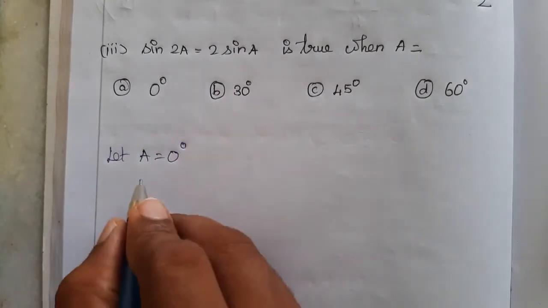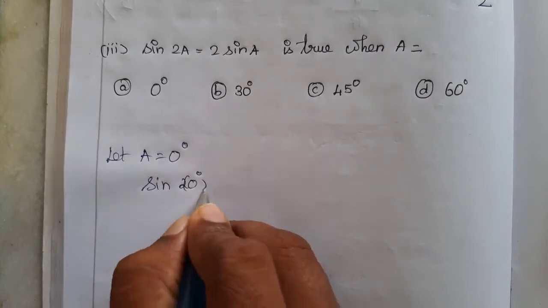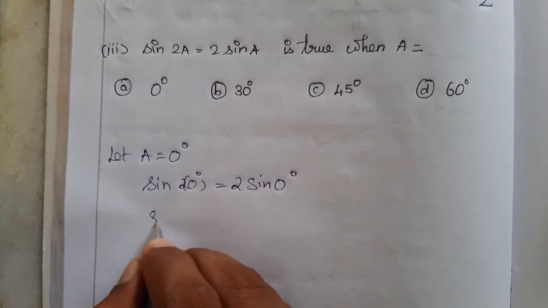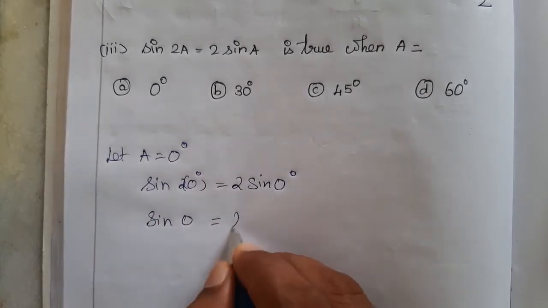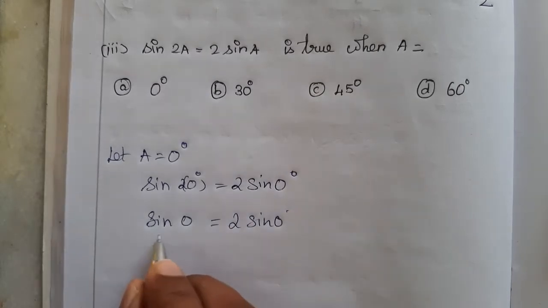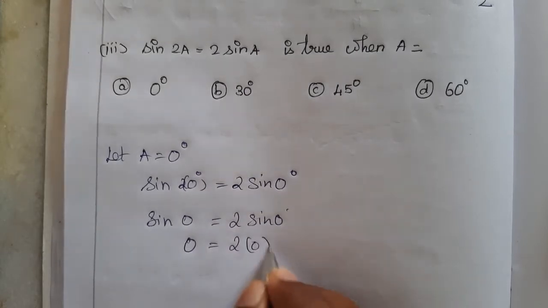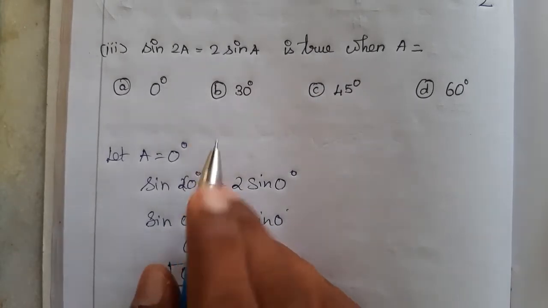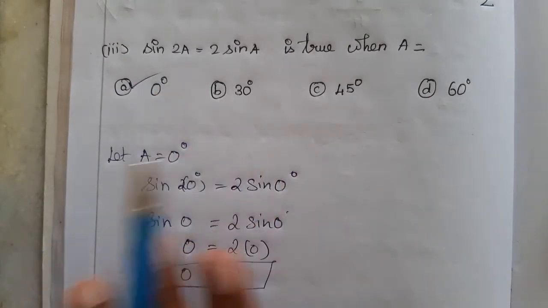So let us start with 0 degree. I hope by 0 we will be getting it. So sine 2 into 0 degree is equal to 2 sine 0 degree. Sine 2 into 0 degree is also 0, right? So 0 is equal to 2 sine 0 degree. Sine 0 is 0 and 2 into sine 0 is also 0. So 0 is equal to 0. We got LHS equal to RHS. So only at 0 degree it is possible. We can try for 30 degree also, but we won't get it.